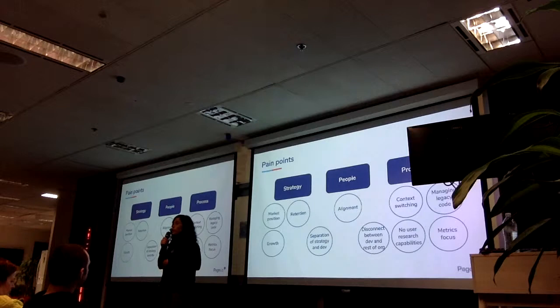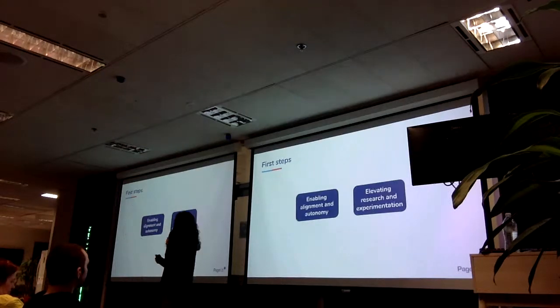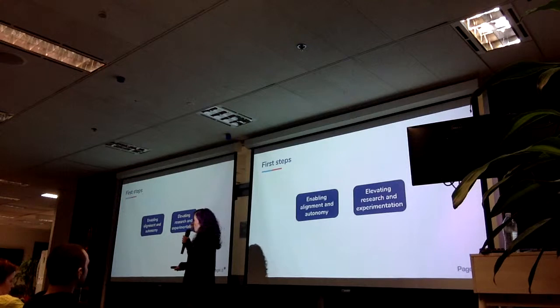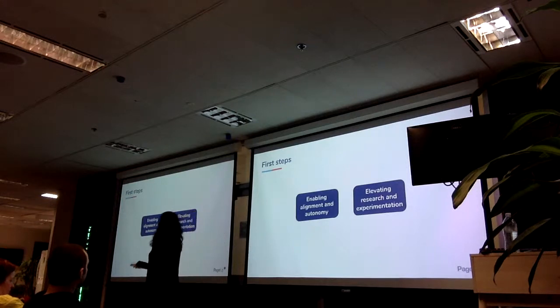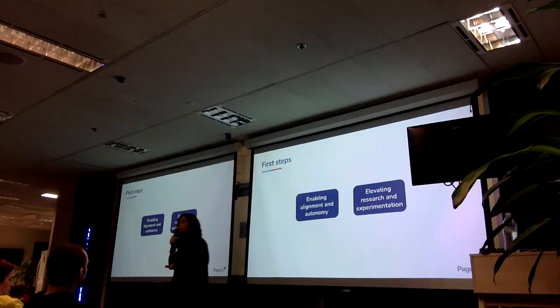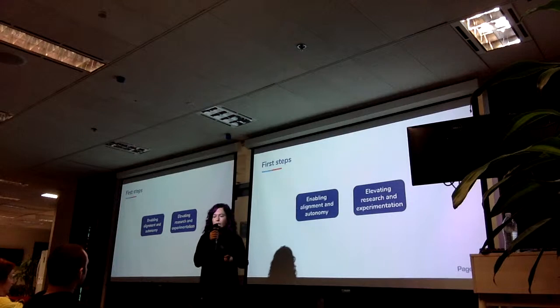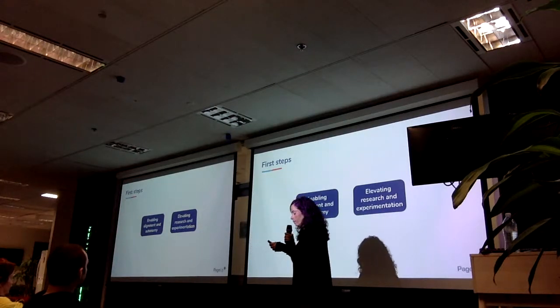So this was a huge pain point for the leadership team here, because they realized that without doing user research, we don't really know what is the biggest problem that we need to solve, right? And we also don't really have validation of the products that we're building. So lucky for me, I joined the company, and my job was really to enable alignment and autonomy with the teams, and mostly elevating research and experimentation. And we'll talk about experimentation soon. This is really my favorite step in the process of design thinking.